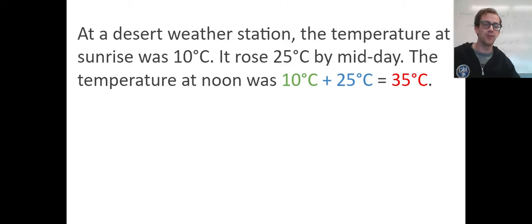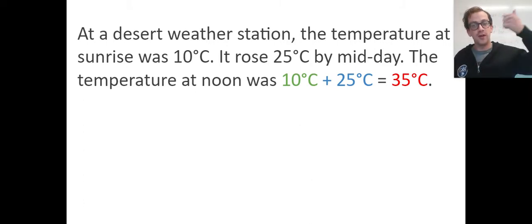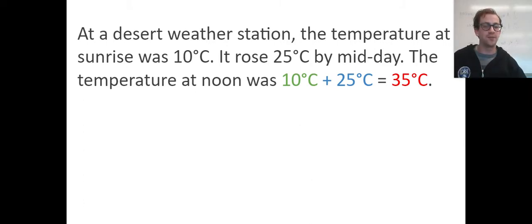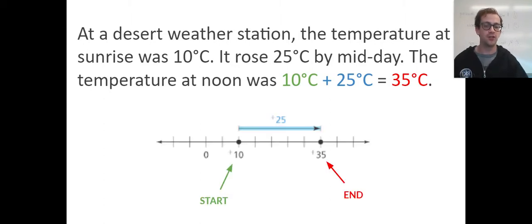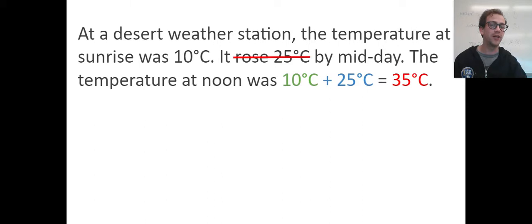Here's an example of when we might have used a number line. A desert weather station, the temperature at sunrise was 10 degrees Celsius. It rose 25 degrees Celsius by midday. And the temperature at noon was then 10 degrees Celsius plus 25 degrees Celsius equals 35 degrees Celsius. We can prove why that's right by drawing a number line that looks like this. The temperature starts at 10 degrees. My blue arrow shows that it rose in the positive direction, 25 degrees, which means that it ends at 35 degrees.